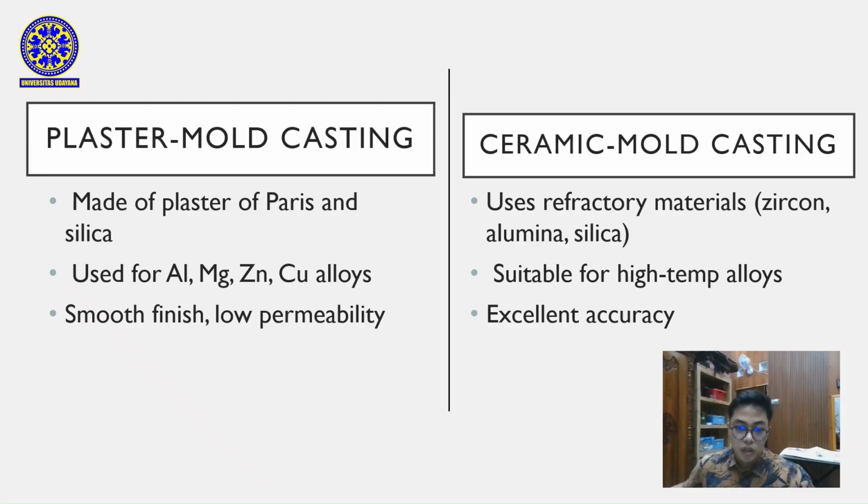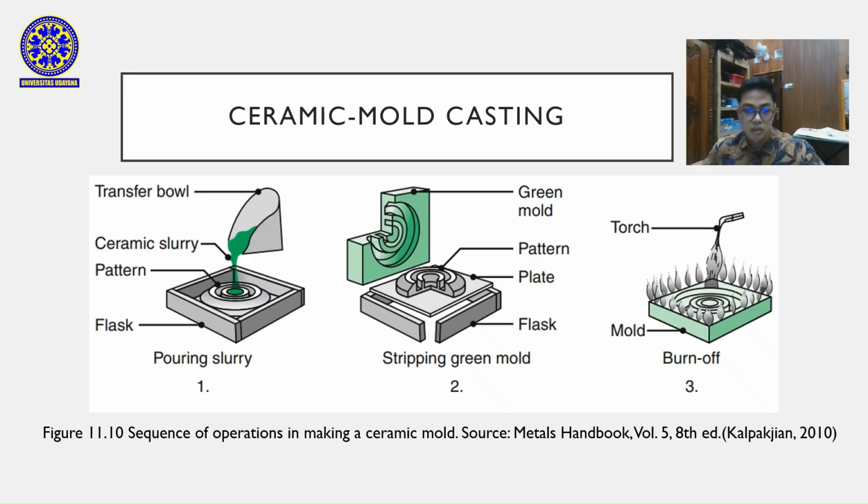Ceramic mold casting uses refractory materials like zircon, alumina, and silica to withstand very high temperatures. It's similar to plaster mold casting but capable of producing intricate shapes in steel and superalloys. The process is used for turbine blades, dies, and molds where precision and heat resistance are essential.